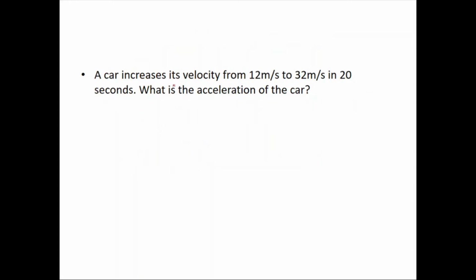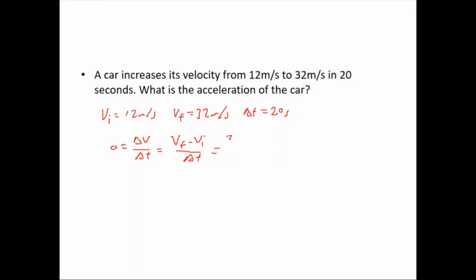Okay, so it will be better to solve an example related to the accelerated motion. For example, a car increases its velocity from 12 meters per second to 32 meters per second in 20 seconds. What is the acceleration of the car? Now remember, first of all, v initial is given as 12 meters per second, v final is given as 32 meters per second, and the time difference is 20 seconds. We know that the acceleration, we defined it as delta v over delta t. Delta v means v final minus v initial, divided by delta t. So the final velocity is 32 minus initial velocity 12, divided by total time 20 seconds. So it will give us 1 meter per second square.